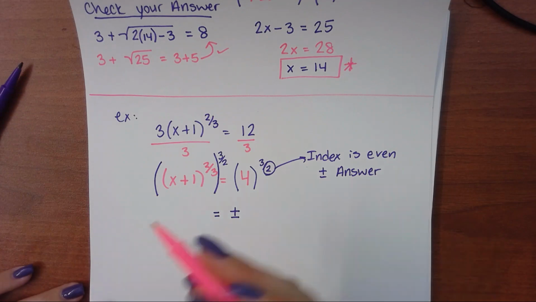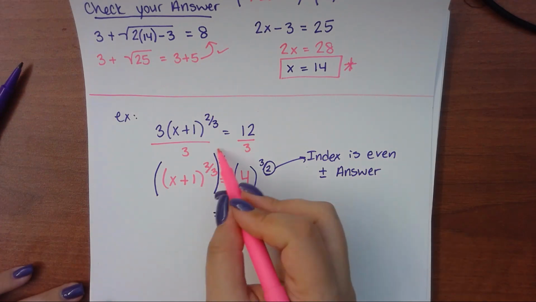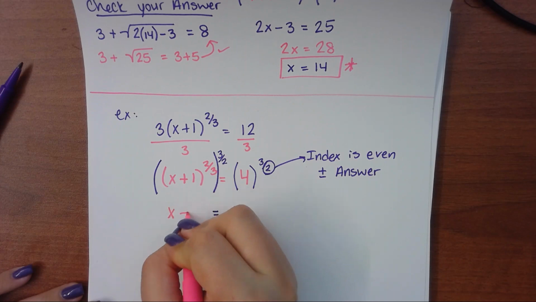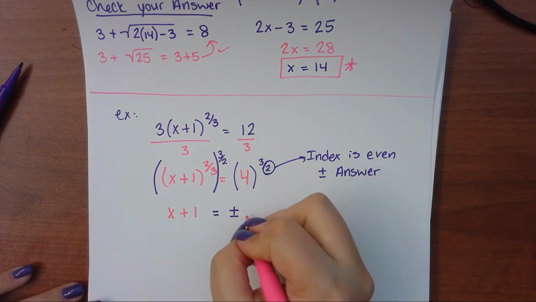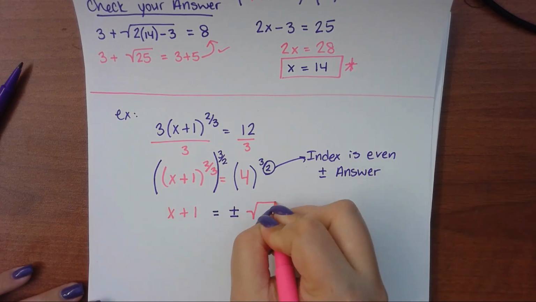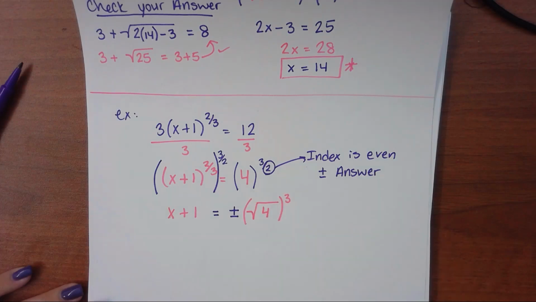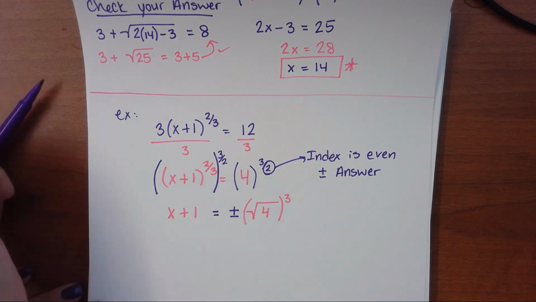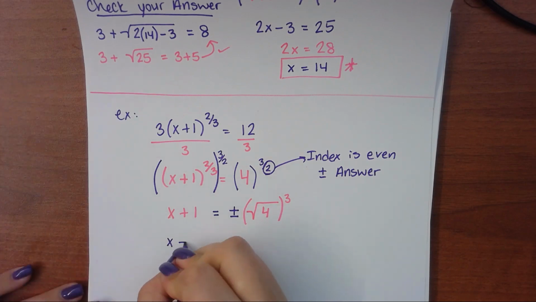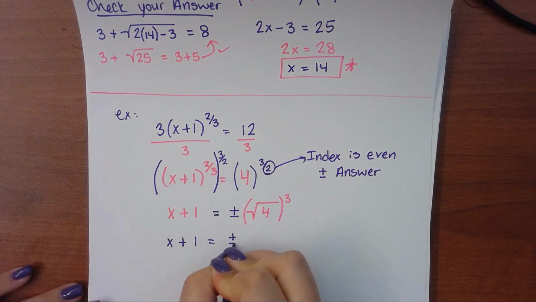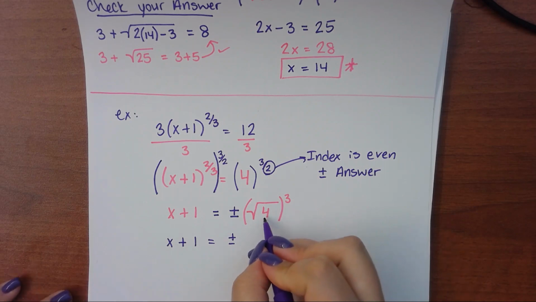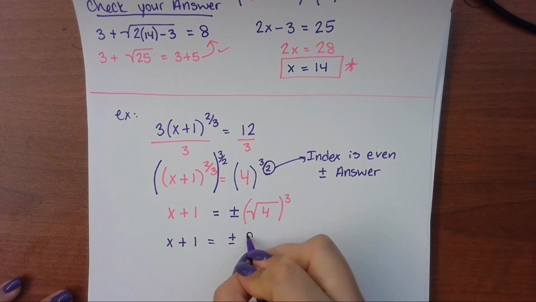So these cancel out. I should just have x plus 1. And then over here, I should have, and I'm going to change it back to a radical, the square root of 4, and then let's put that cube on the outside. Now I have x plus 1 is equal to plus or minus the square root of 4 is 2. 2 to the 3rd power is 8.